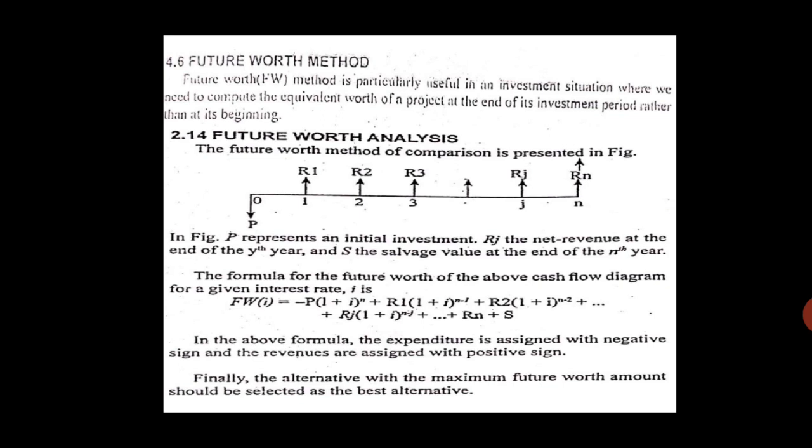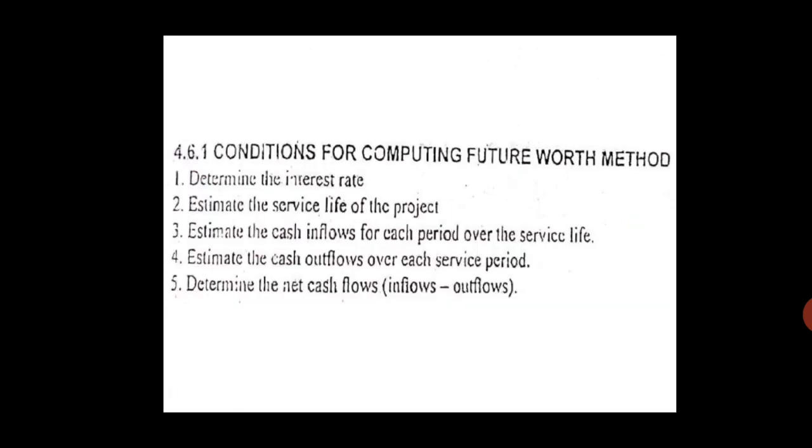You can see in the above formula the expenditure is assigned a negative sign and the revenues are assigned a positive sign. So whatever incoming money is there, that is our revenue, this is positive. Whatever is outgoing is expenditure, that is negative. So how to make the selection when you are comparing 2-3 proposals? When you have to select one out of the 2-3, you will see the alternative with the maximum future worth amount. That should be positive and maximum. Then only you are going to consider that project or that alternative.